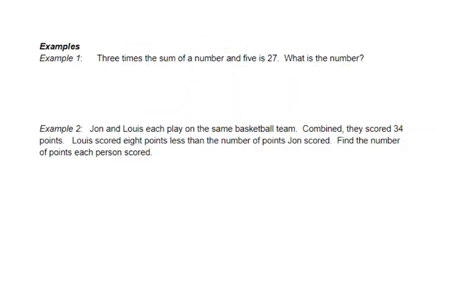Okay, so here's where we get to the good stuff. Example 2. John and Lewis play in the same basketball team. Now, that is important to give us context, but not really valuable to solving the problem. Combined, they scored 34 points. That's important. Combined means if we take their totals and add them together, we get 34. So blank plus blank equals 34.